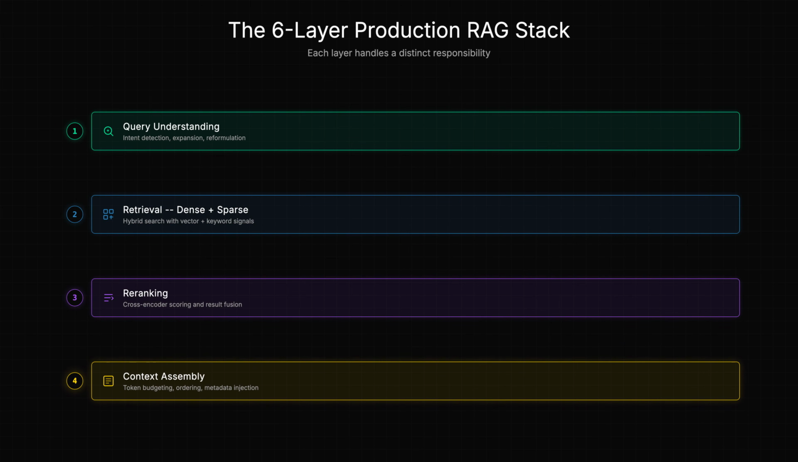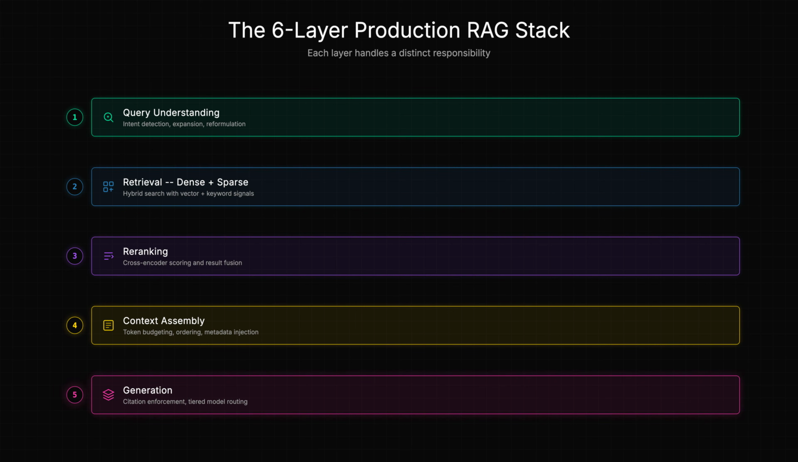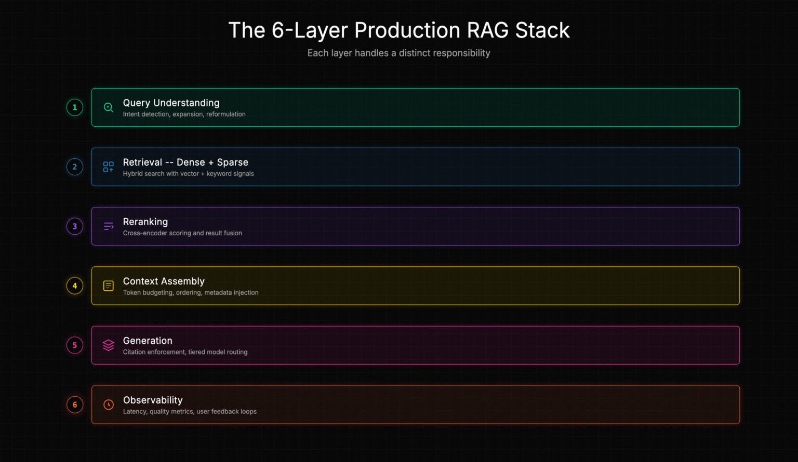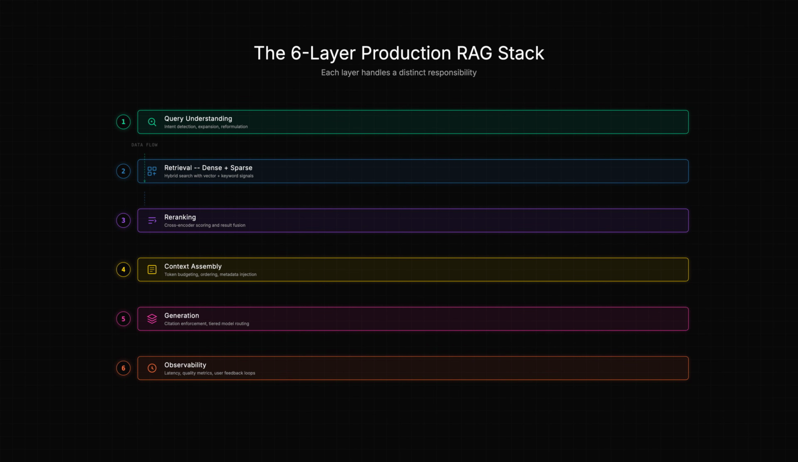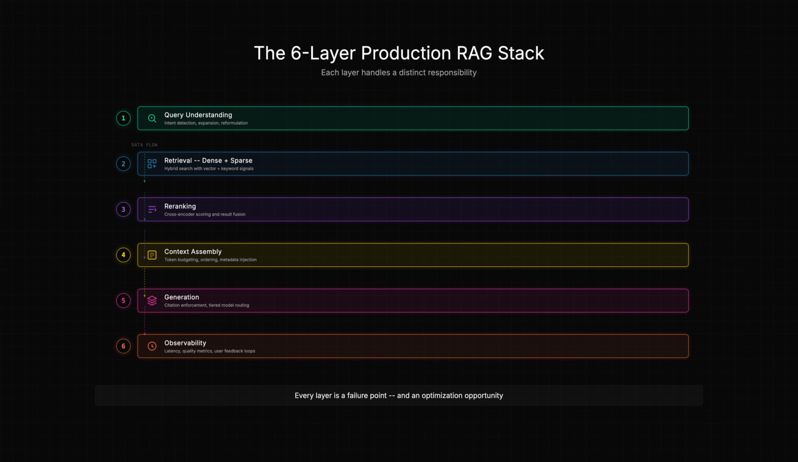Layer 4. Context assembly. Deduplicate chunks. Fetch parent documents for surrounding context. Optimize for the LLM's context window. Layer 5. Generation. Inject the retrieved context into a carefully crafted prompt. Force citations. Add guardrails. Layer 6. Observability. Log every step. Track latency, retrieval quality, and hallucination rate. Without this, you are flying blind. Let me walk through each layer.